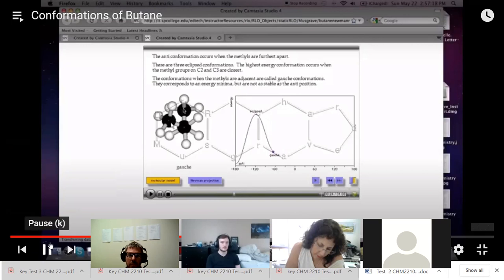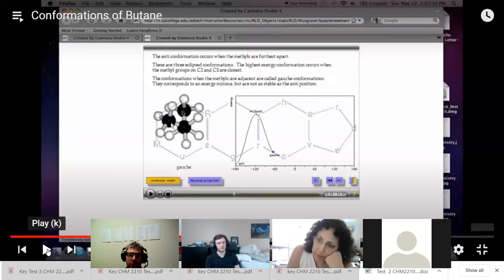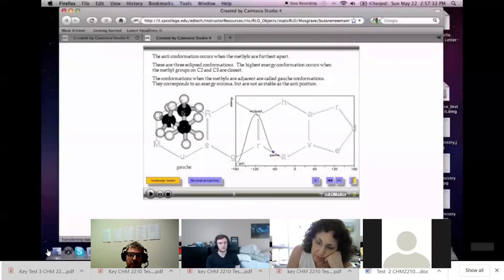This staggered conformation is called gauche. Now, this methyl group is the one in the front. This methyl group is the one behind. The dihedral angle between these methyl groups is now 60 degrees as opposed to 180. Dihedral angle, torsion angle, same thing. That means that there is some interaction between these methyl groups.